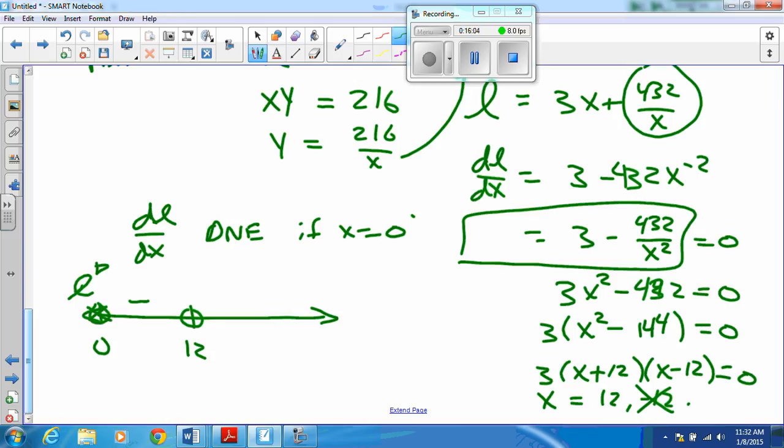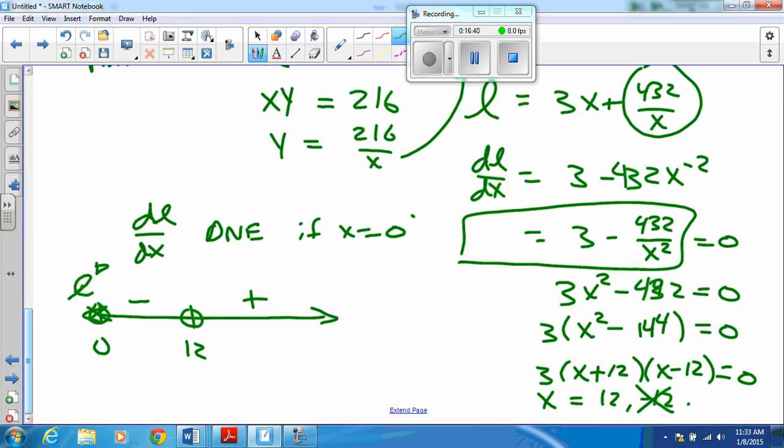Okay. Give me a value of x that is larger than 12. 1,000,000. If I plug in x equals 1,000,000 here, square that, divide 432 by 1,000,000 squared, I'm going to get a number that's basically what? Basically 0. 3 minus that, is that going to be positive or negative? It's definitely positive. And therefore, my derivative is positive for all x's bigger than 12. Does everybody see the logic, how we construct the number line?